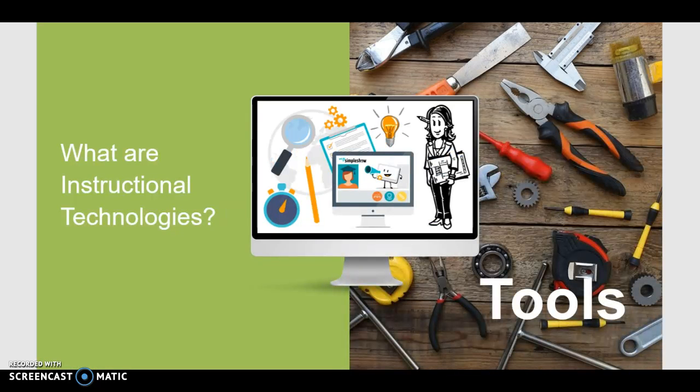What are instructional technologies? They are tools that can empower teachers to be facilitators in the classroom to deliver instruction that can be expressed in meaningful ways. Examples of instructional technologies include social media, blogs, Google Tools, Wordle, mind maps, and Flipgrid, among others.